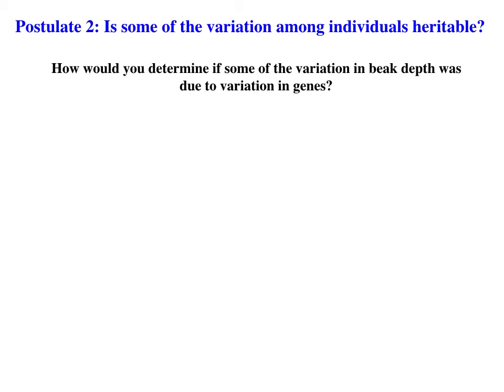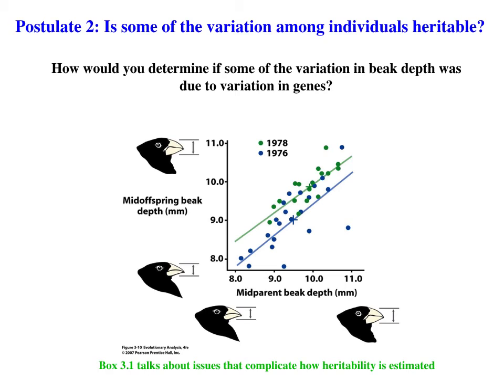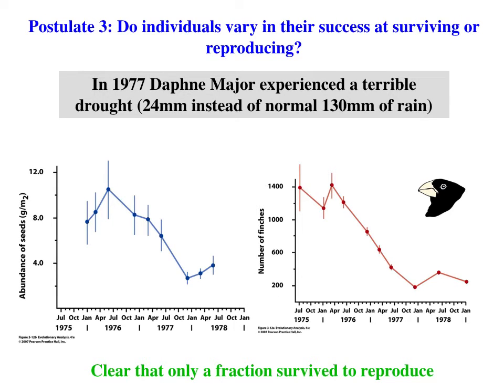Box 3.3 or 3.1 in the book, and it's the same in the fourth edition and fifth edition, talks about the issues of how to estimate heritability. But we see this positive slope. We've tested postulate two. Yes, it does seem to hold. Okay, now we can move on to the third postulate.